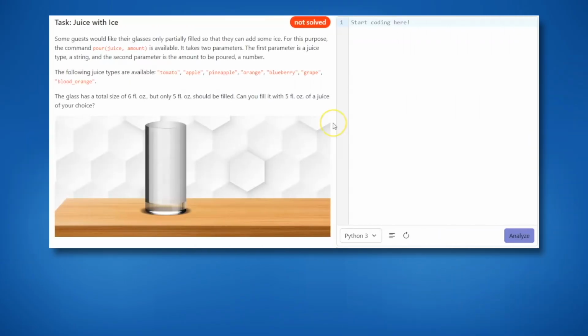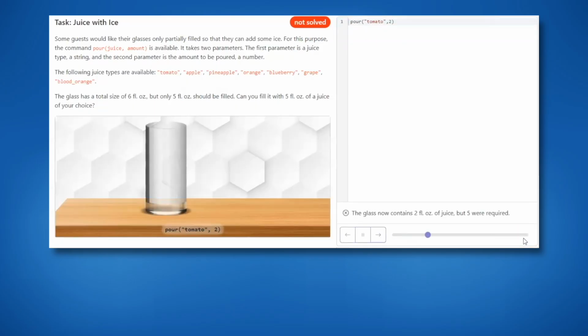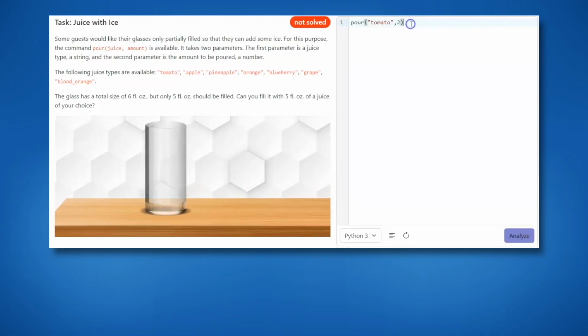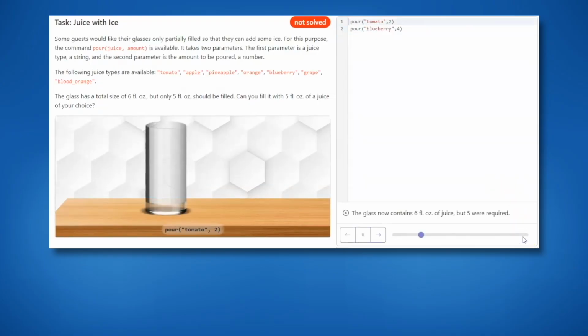Okay, so let's try using two parameters to pour some juice. I would like to start with 2 ounces of tomato juice. So, since the name of the juice comes first, followed by the amount in ounces, a call to this function would look like this. Excellent! Well, my glass is 6 ounces, so I have room for some more juice. Why don't we try adding 4 ounces of blueberry juice to it? Wow, look at the cool color we made from that!